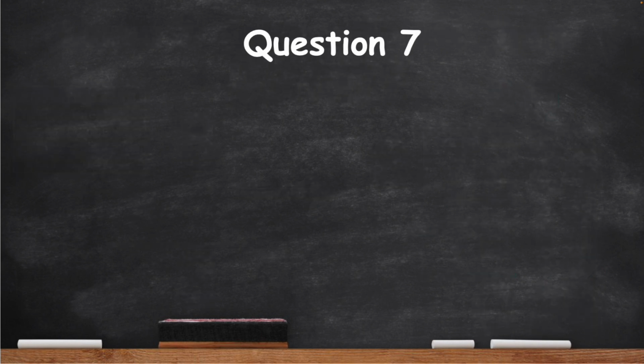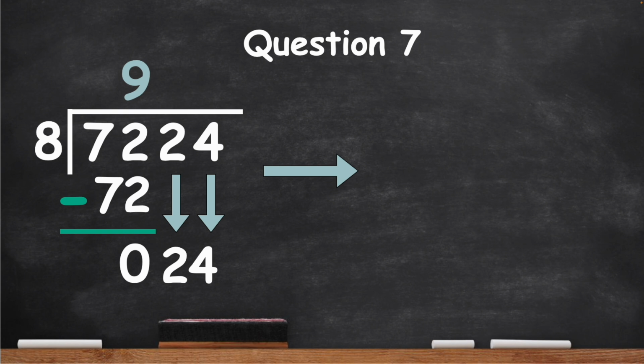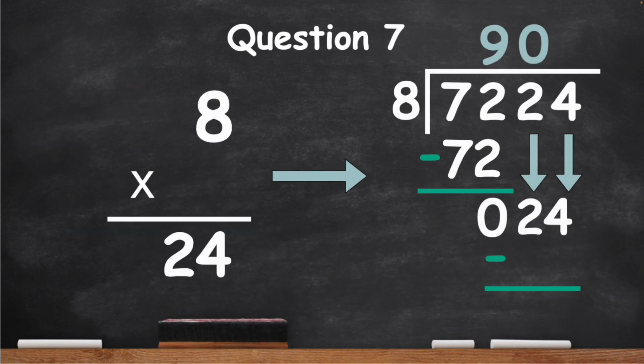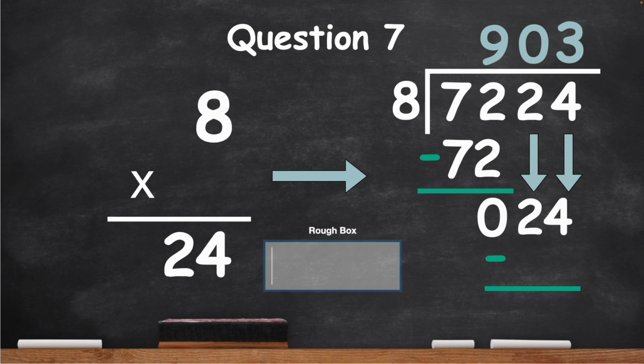We're going to do 24 divided by 8. We're going to figure out 8 times what gives us 24. The answer is 3. 8 times 3 equals 24. We're going to put that 3 on top of the 4. Now we're going to do a rough box. In this rough box, we're going to do 8 times 3, which equals 24. We're going to move that 24 underneath the 24. 24 minus 24 equals 0.